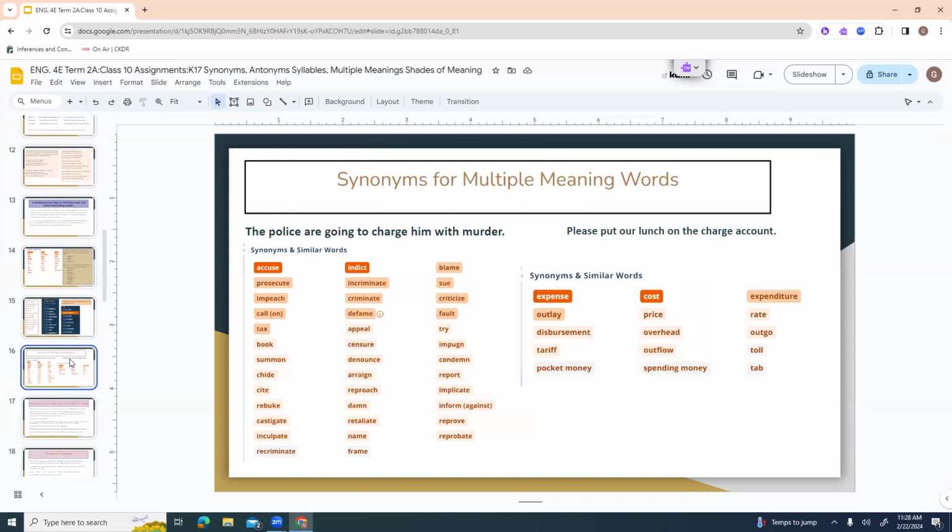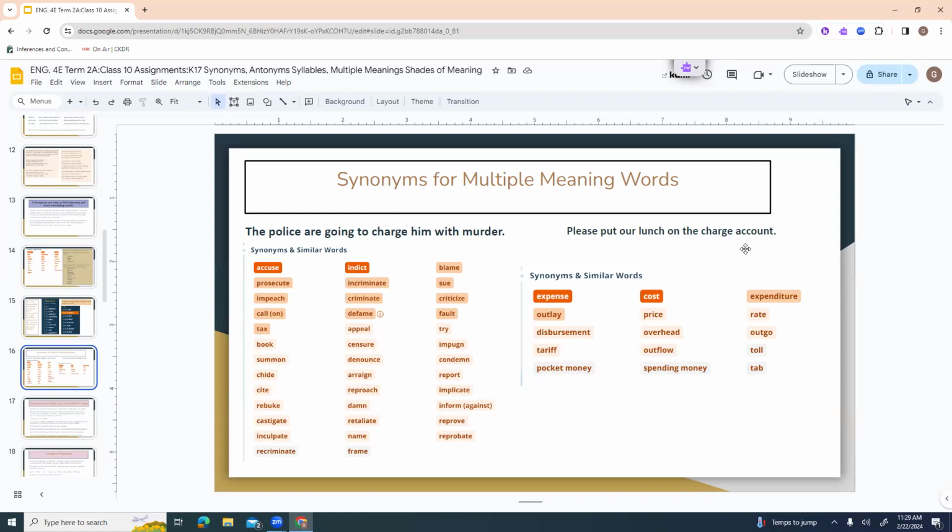So here's just two examples from the thesaurus. For the first one, I've written the sentence, the police are going to charge him with murder. And here are all the different synonyms that came up for that meaning of charge. Accuse, indict, blame, prosecute, incriminate, all those kind of words that might come up that mean the same kind of concept as what I mean in my sentence.